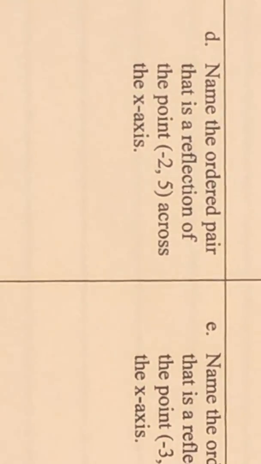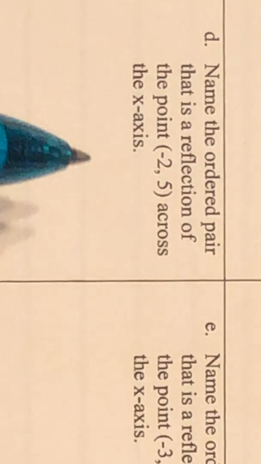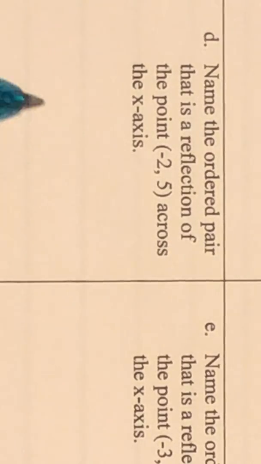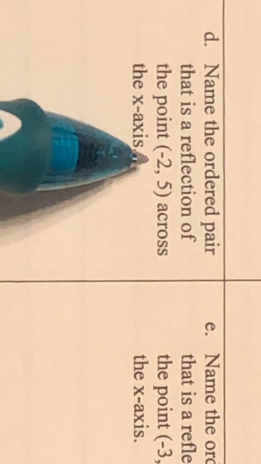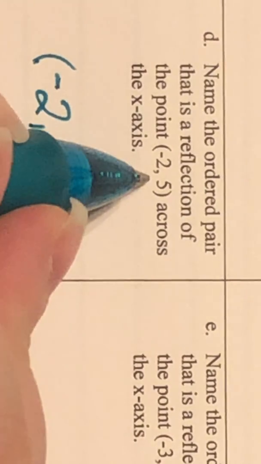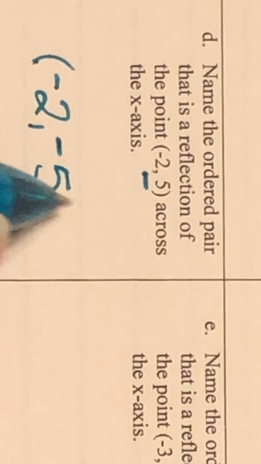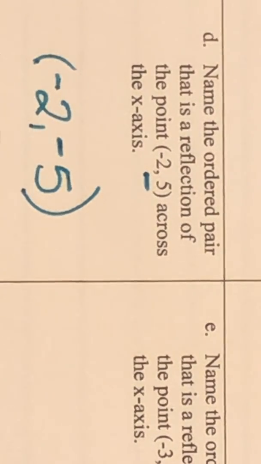Letter D says name the ordered pair that is a reflection of the point negative 2, 5 across the x-axis. Okay, so again, x-axis, my x stays the same. My y changes. It's the opposite. So I get negative 2, negative 5.